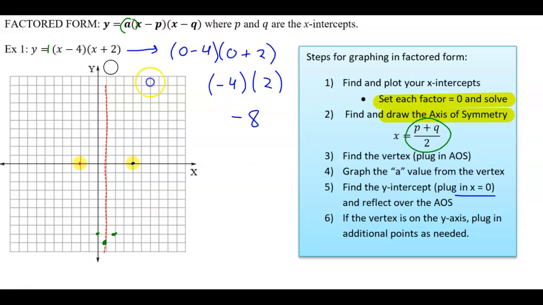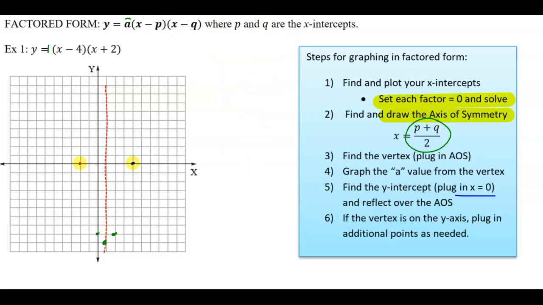So we found the y-intercept. If you ever wanted to find more points, you could always just make a t-table, a little t-chart, input, output, x, y, plug in whatever you want. Plug in 3, plug in 4, plug in 5. Plug those into the original equation and get your outputs for each of those. And that's just more additional points.